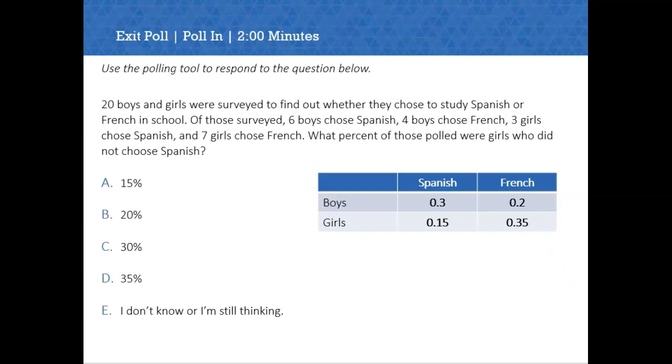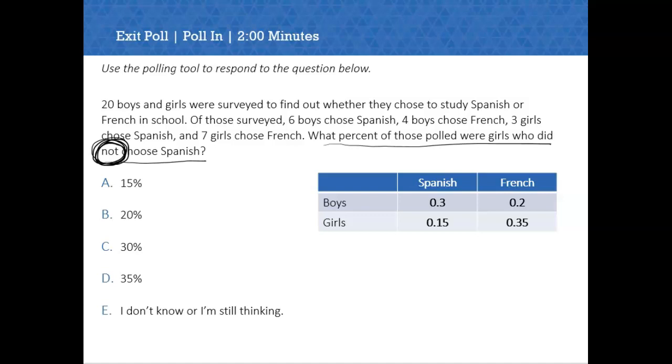All right, so we have the table that we just made right here. Same thing, 20 boys and girls. Of those surveyed, 6 chose Spanish, 4 chose French. Of the girls, 3 chose Spanish, 7 chose French. What percent of those polled were girls who did not choose Spanish? So this is another way to ask a question when they ask who did not. So you have to make sure that you're reading carefully for the who did not.